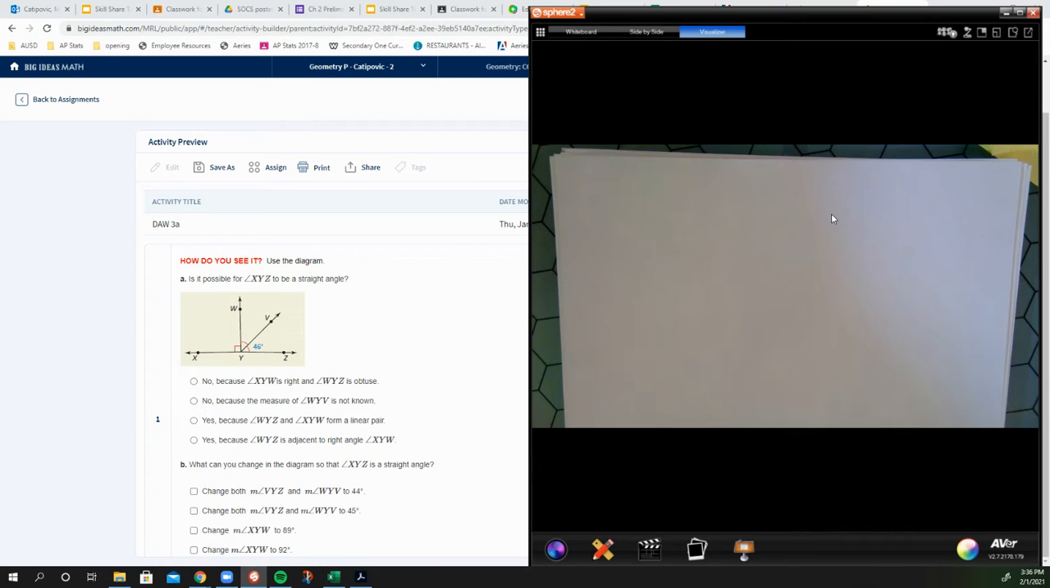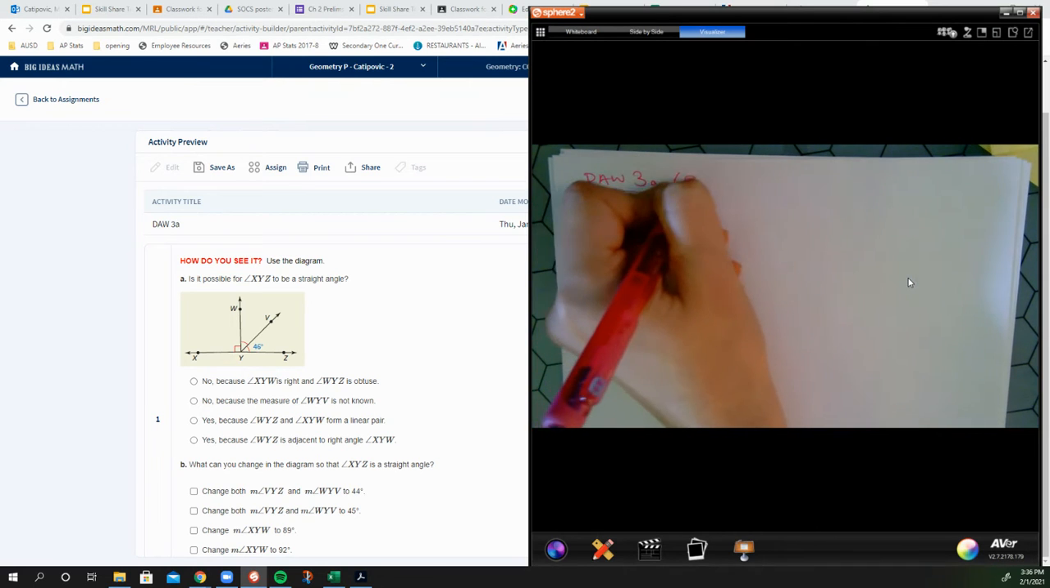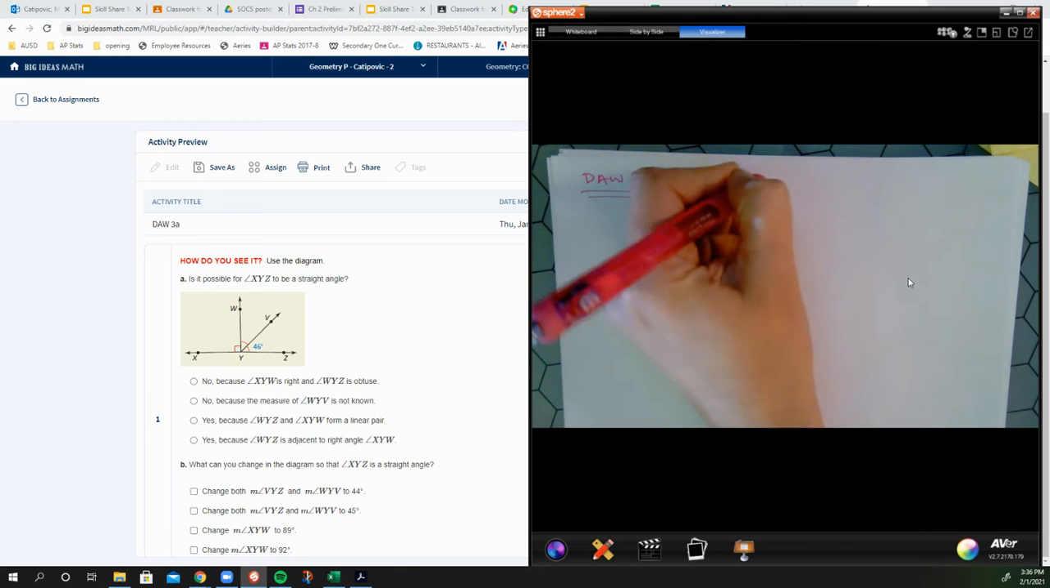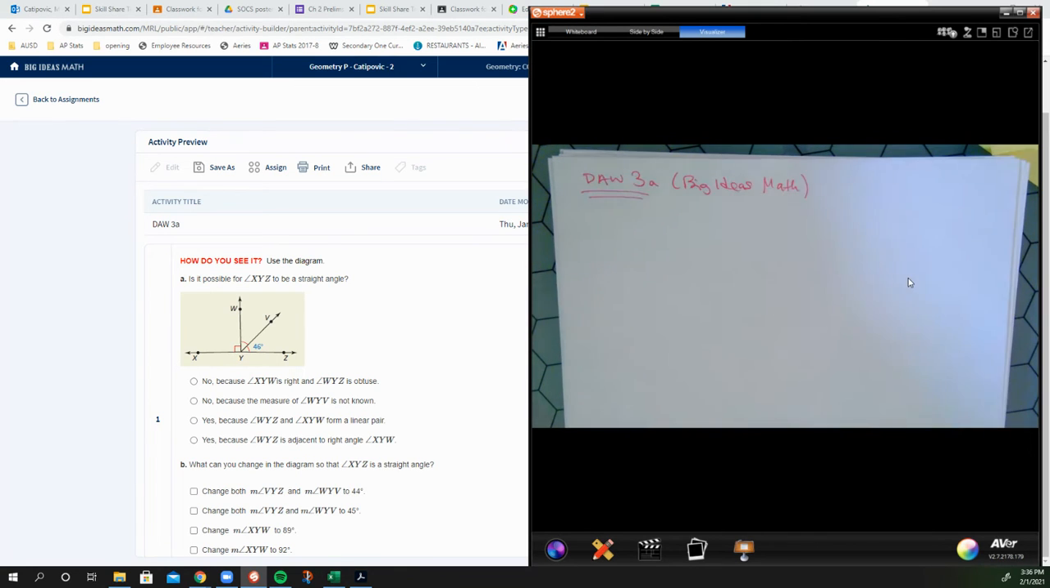All right, folks, I thought I would walk us through how to do the first couple problems in the online assignment that was on Friday. So it was DAW 3A, and it was the Big Ideas Math Online assignment. So I just thought I'd walk you through how to do the first three, what they're asking for, what it is you need to do.